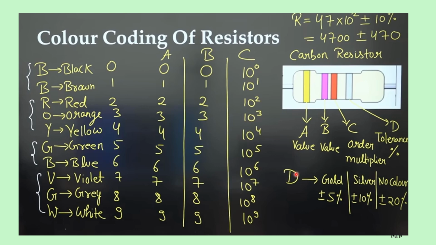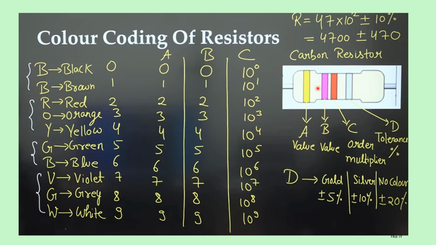Then for the fourth band D, we can observe three cases: gold, silver, and no color. For gold, the value is plus or minus 5%, this gives the error. For silver, plus or minus 10%. For no color, plus or minus 20%.